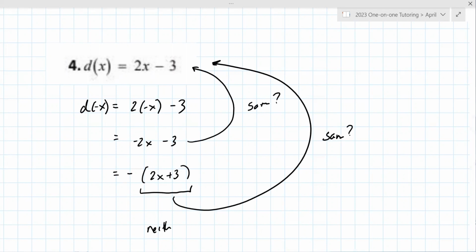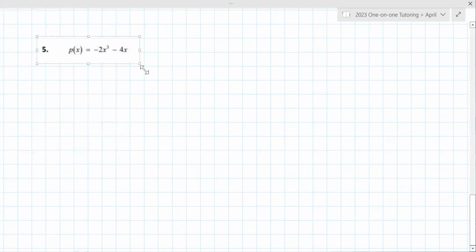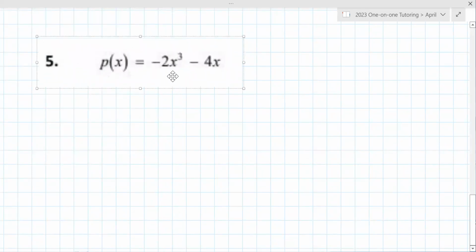All right. You want to try number 5 for me? Let me know what you come up with. Okay. So negative x cubed is negative x cubed. So then it's either odd or neither. So factor out a negative. You get negative 2x cubed. So it's odd. It is odd, yeah.